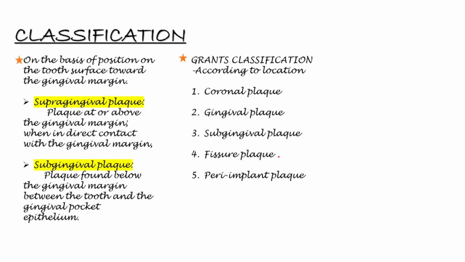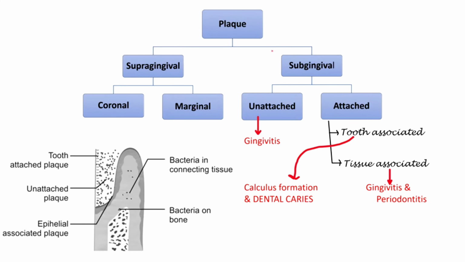What is fissure plaque? The plaque on the pits and fissures of tooth. What is peri-implant plaque? Plaque on the implant surface. This is responsible for causing peri-implantitis, an inflammatory condition associated with implant. You can see this flowchart. You can write this flowchart when the classification is given.